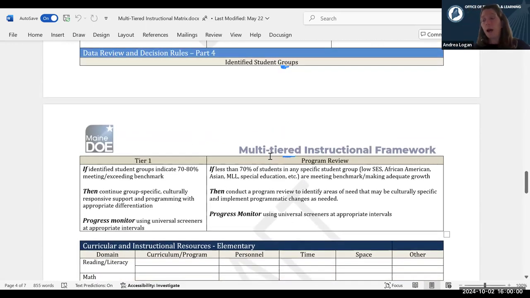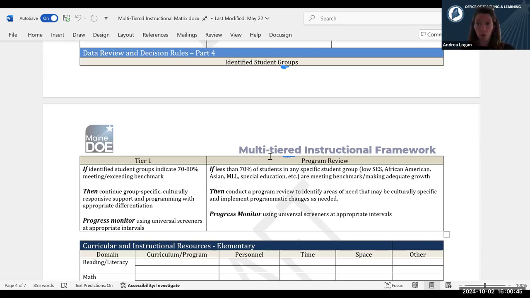The identified student groups section is super important here. When I say student group, I mean maybe low SES, it could be your IEP students, students that have 504s, or students that speak more than one language or are learning English as a second, third, or fourth language. It's important for us to know how our processes and our instruction are working for that particular student group in order for us to be truly culturally informed and culturally responsive to their needs. So when you are finished with your tier one, tier two, and tier three data review, you are going to want to make sure you're applying that same data review process to those individual student groups.